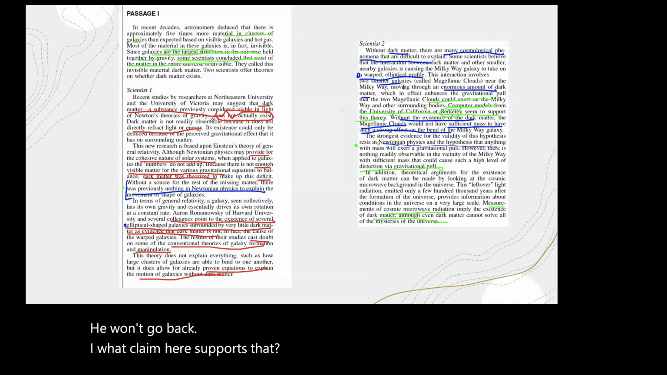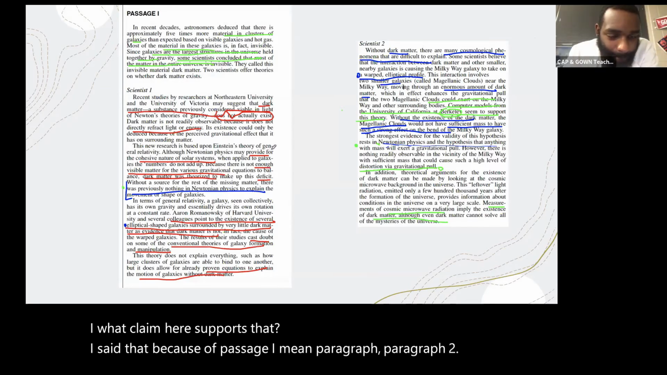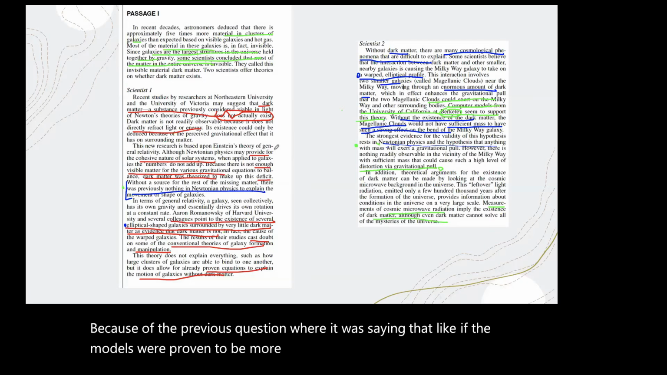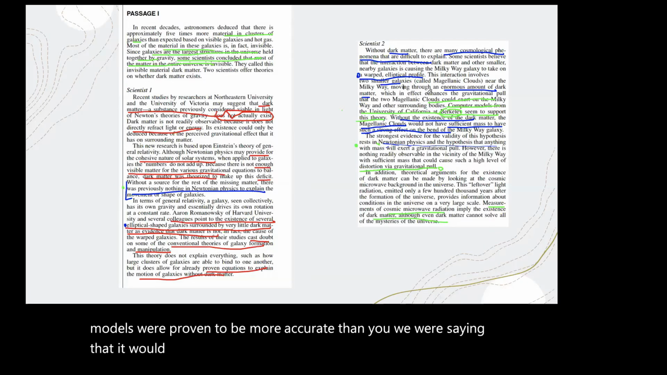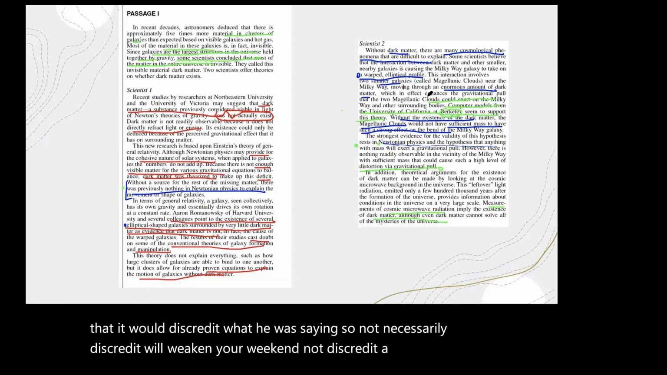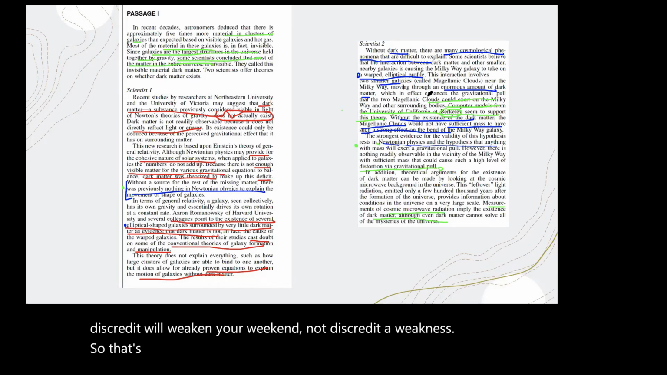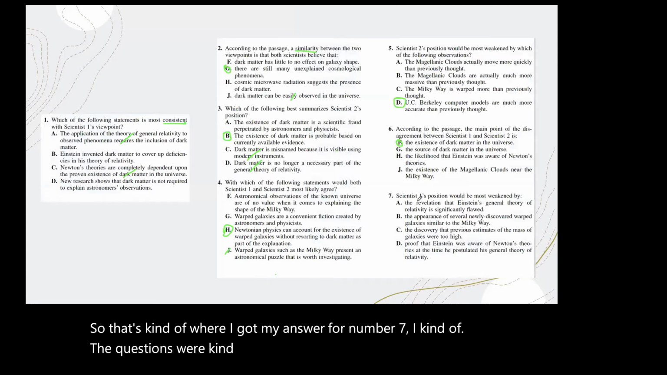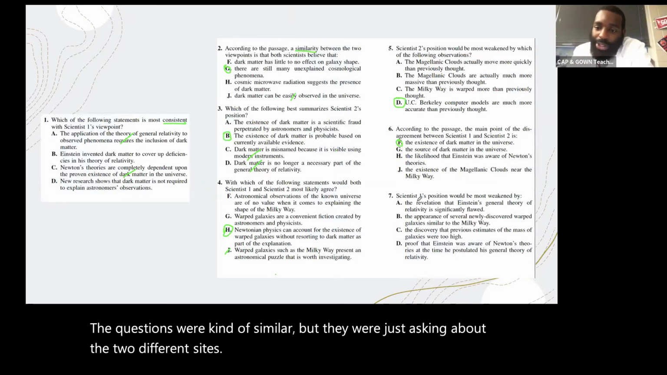I said that because of paragraph 2. Well, actually, because of the previous question, where it was saying that if the models were proven to be more accurate, then it would discredit what he was saying. So it will weaken, not necessarily discredit. It will weaken. Yes, so that's kind of where I got my answer for number 7. I saw the questions were similar, but they were just asking about the 2 different sciences, so that's what I based it off of. So C is not the correct answer.